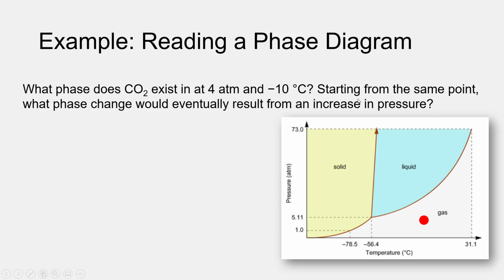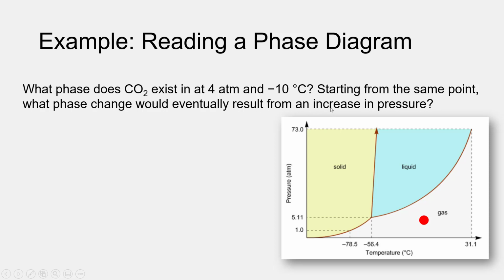To answer the second question, starting from the same point, what phase change would eventually result from an increase in pressure, we're holding the temperature constant on this imaginary sample and we're increasing the pressure on it. The way we replicate that on the phase diagram is to draw an arrow straight up, or imagine that we're moving this dot straight up to a higher pressure. How high we don't know for sure, but it just says would eventually increase.